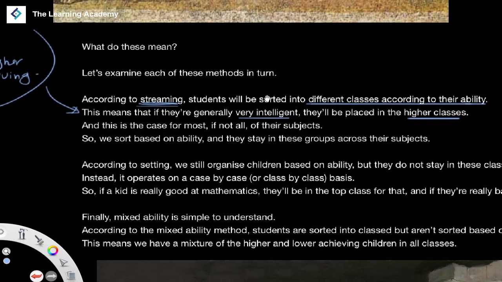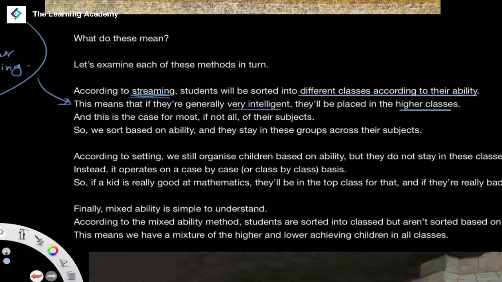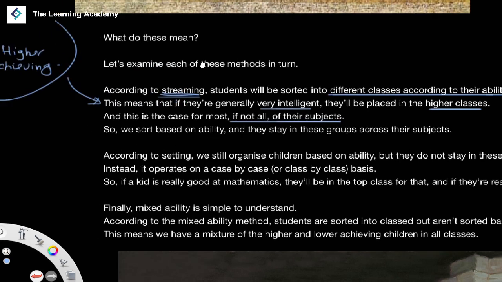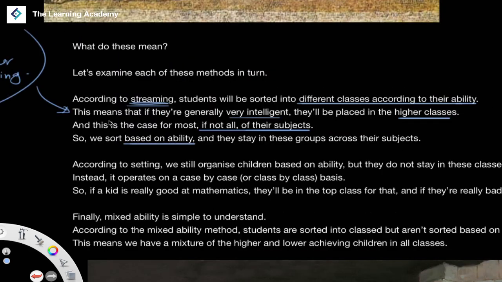So this is a very simple and intuitive way of organising children in classrooms. But according to the streaming method, we don't just place children according to their achievement in one class, we also apply this achievement to all other subjects. So what do we mean by this? We're basing it on ability. A child that's higher achieving will be placed in a higher achieving class. But this high achieving label, if you will, that we give to this child will apply to all other subjects, or most of their other subjects.